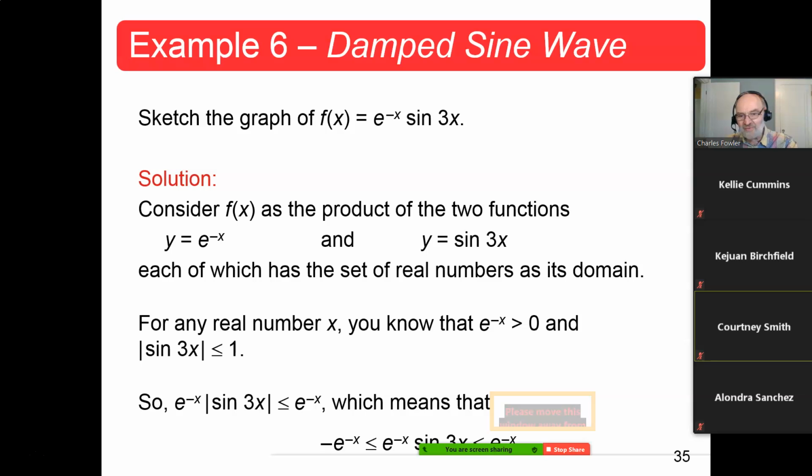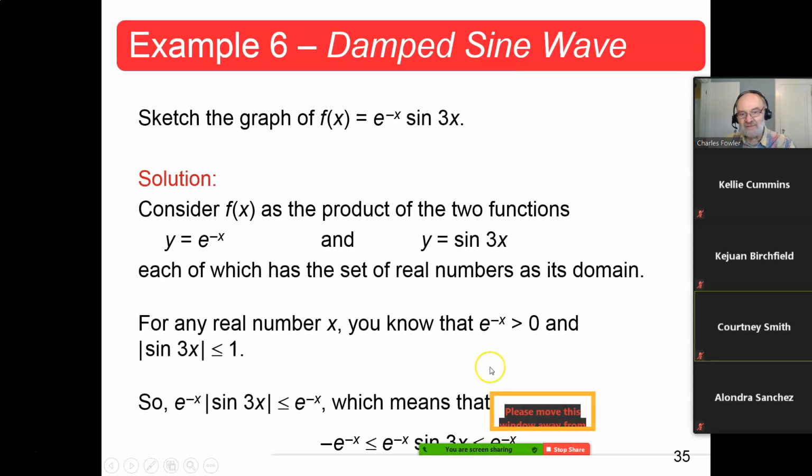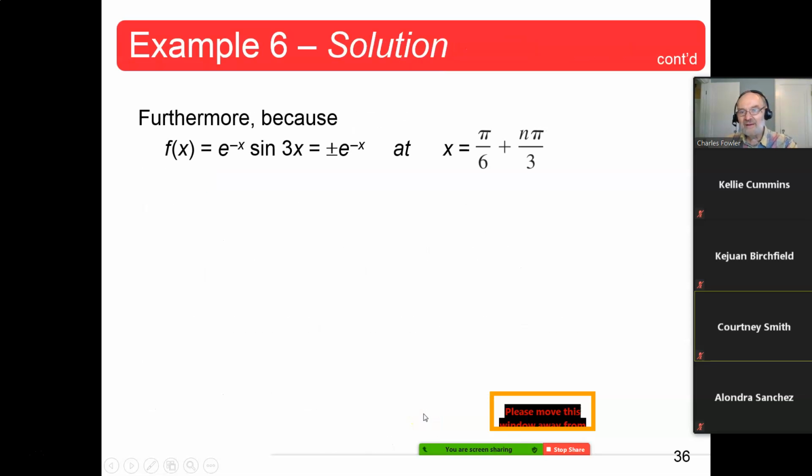They go through all this rigmarole, and it's right. This is where you get the bottom function, minus e to the minus x, and the top function, e to the minus x. So you basically plot those, and these are going to stay in between them. Okay?